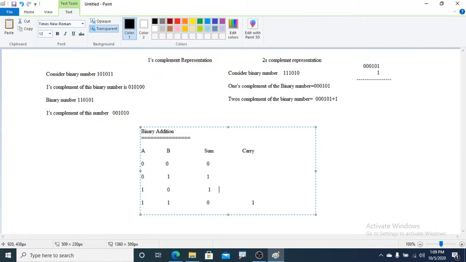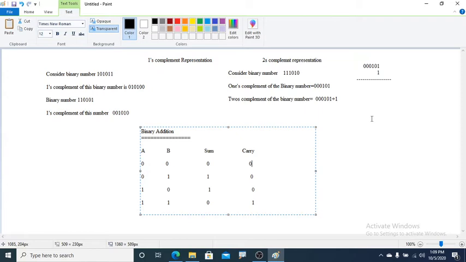Okay, here carry is 0, here carry is 0, here as well carry is 0. So in this, 0 plus 0 is 0, 0 plus 1 is 1, 1 plus 0 is 1, 1 plus 1 is 0 and 1 is carry. We are considering this one. Okay, now we are considering this one.